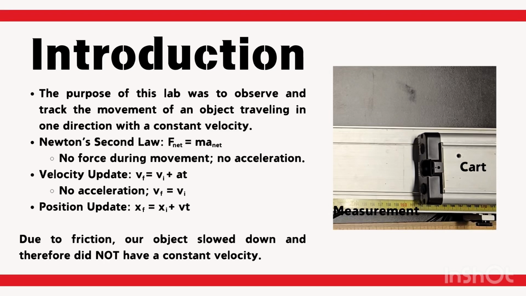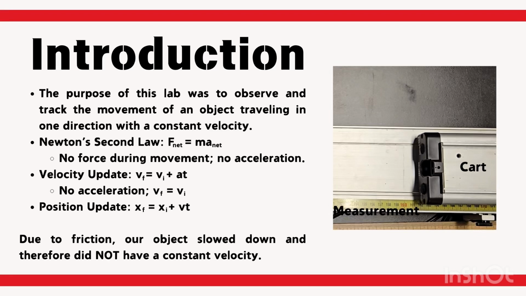One property that this lab really focuses on is Newton's second law, which is that net force equals mass times net acceleration. So in an instance in which there is a constant velocity, that means that there should be no force acting on an object during its movement. Therefore, by Newton's second law, if there's no force during movement, there will be no acceleration.